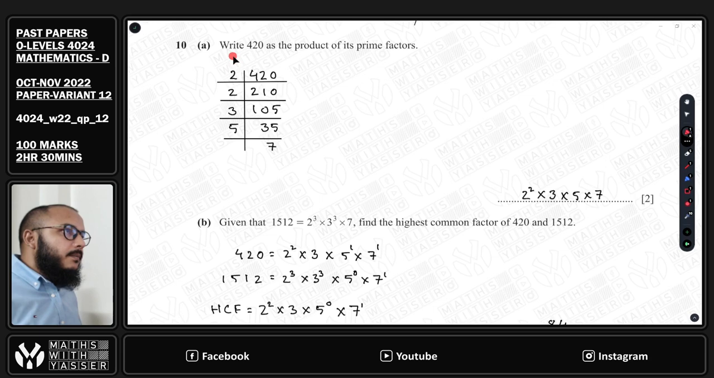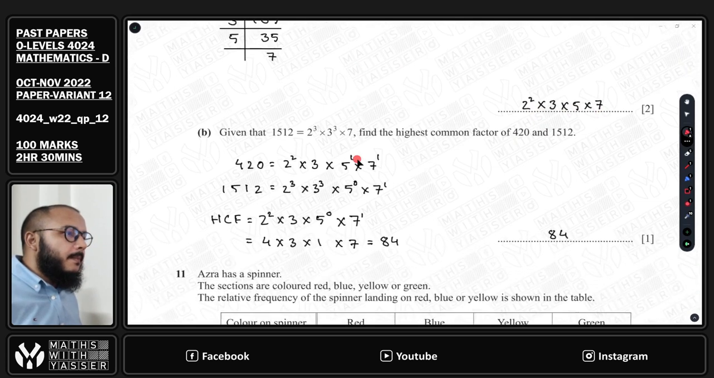Question number 10. Write 420 as the product of its prime factors. So 2 times 210 is 420, 2 times 105 is 210, 3 times 35 is 105, 5 times 7 is 35. So the prime factors are 2 square, 3 times 5 times 7.